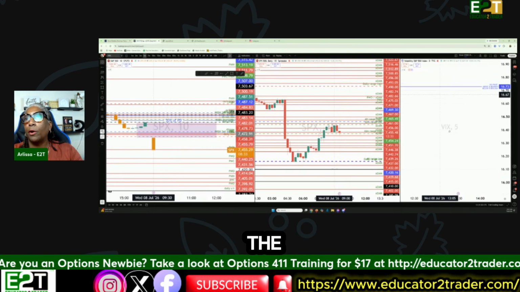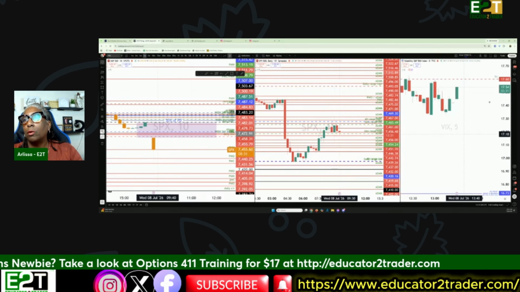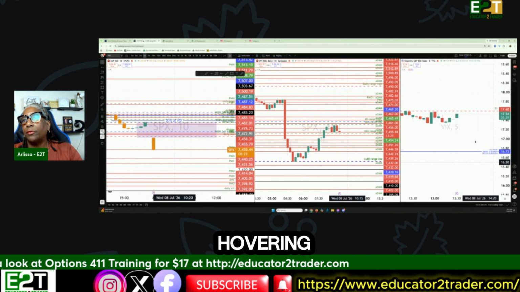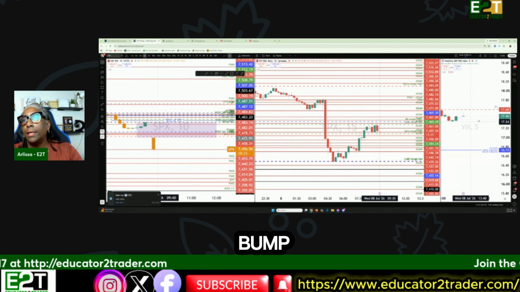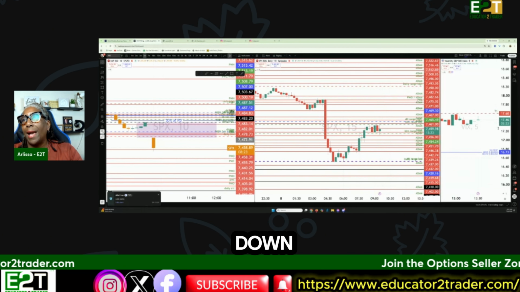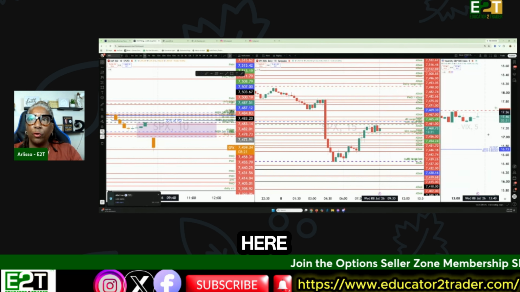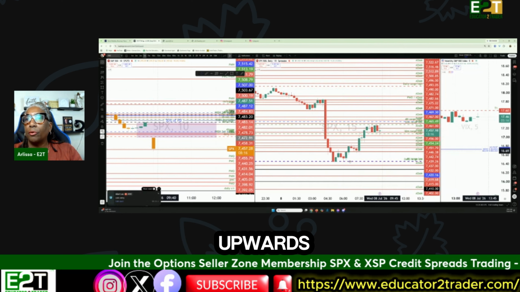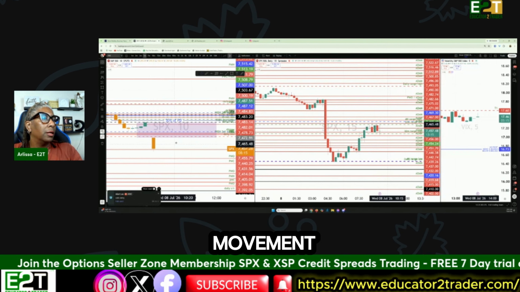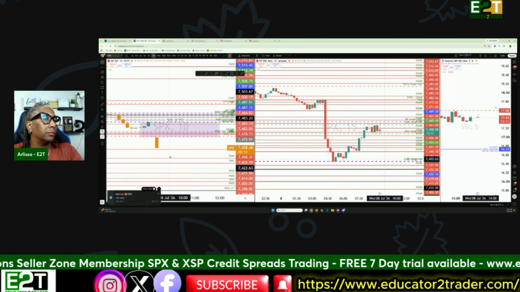Let's see where we are on the VIX. The VIX is hovering up there around target 1. It needs to bump that off and come on back down some, because the VIX coming down over here is what's going to give us some upwards movement in SPX.